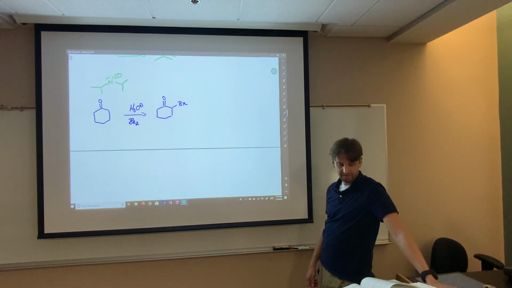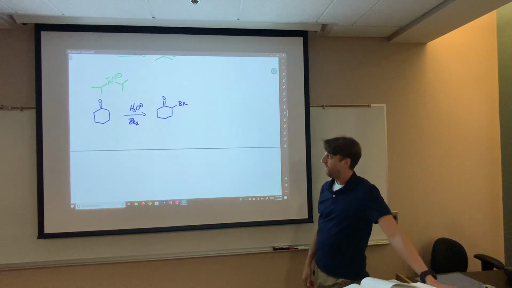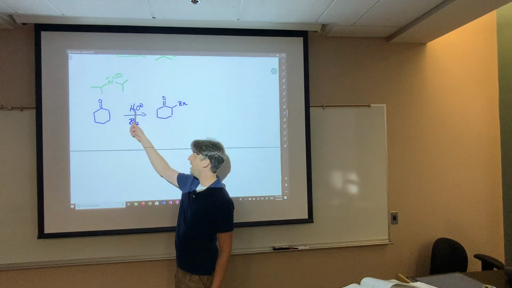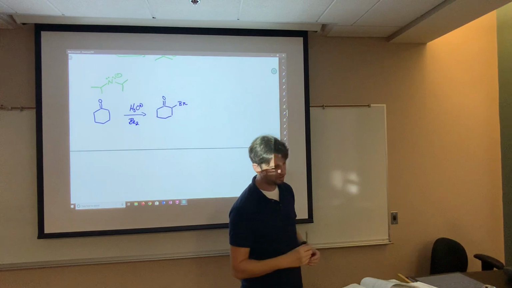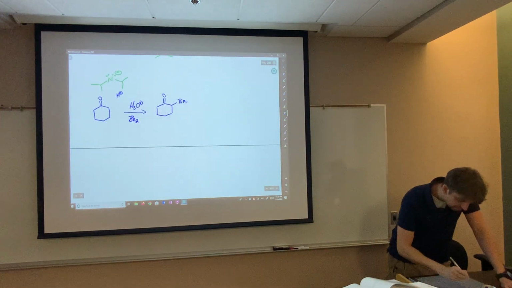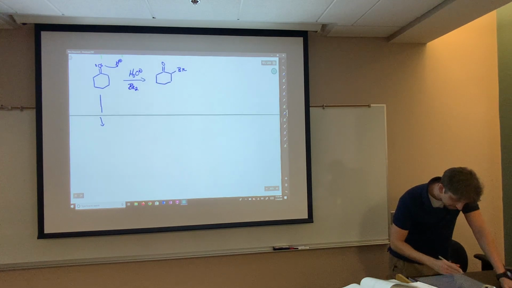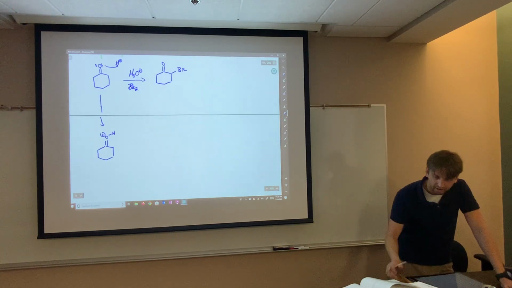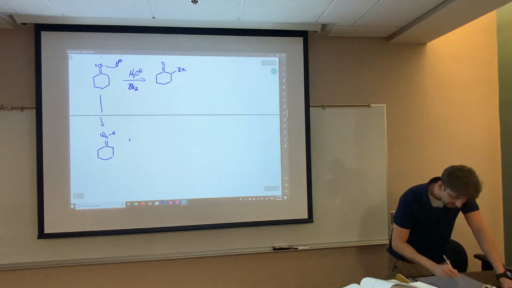Can you guys think of what the mechanism is? Remember, we have an acid that's typically always going to be used in the first step of a mechanism. So let's make the enol. We'll bring everything down here. We got this, that. Now let's set up our enol.